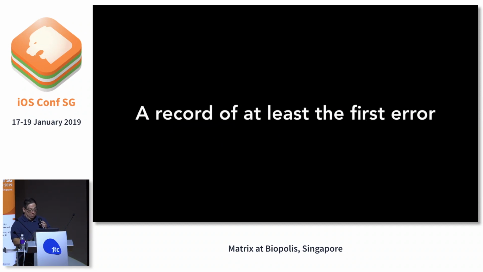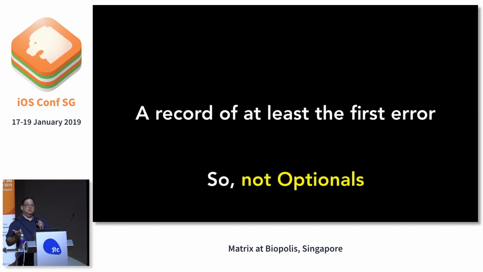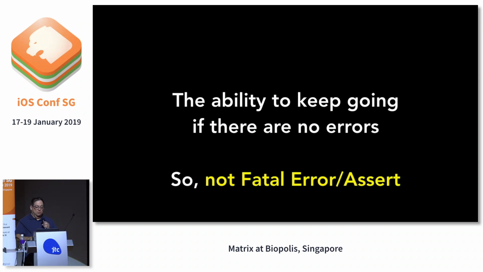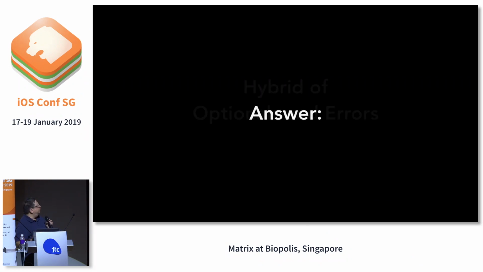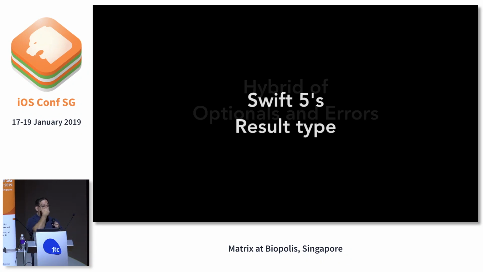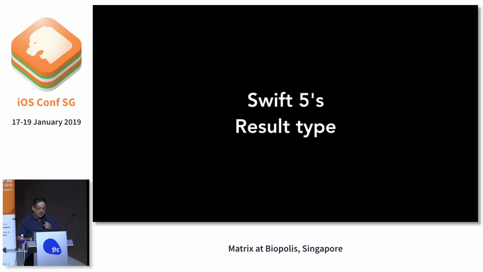The error type gave me that, but the optionals didn't. And I want the ability to keep going if there are no errors. So I don't want to just crash the program with a fatal error or an assert. And so I want this hybrid of optionals and errors, and many of us have written our own for years, but it's now part of the Swift 5 standard library, and that's the result type. No, we're going to actually do it now.